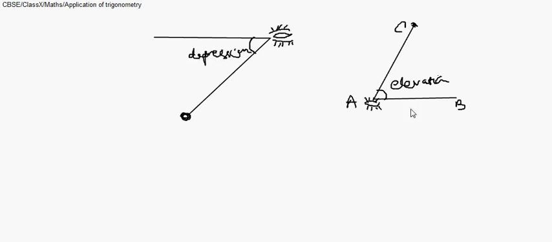Both are making angles with the horizon. In the case of elevation the eyes are looking up towards the object, and here it is looking down towards the object. That is basically the difference between the angle of elevation and the angle of depression. They both are the angle between the line of sight and the horizontal. This is called the line of sight, and this is the horizontal.